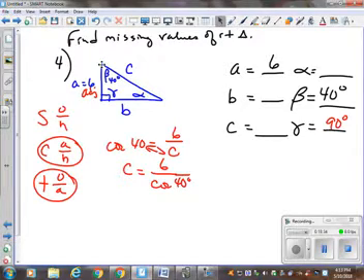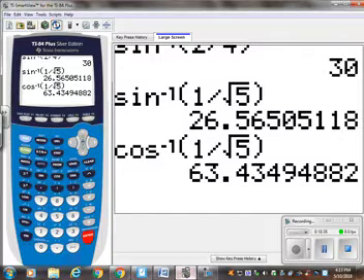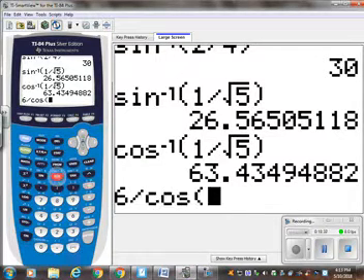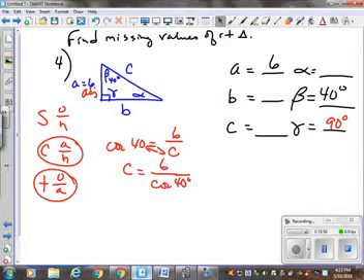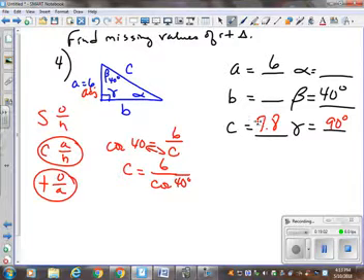So I go to my calculator and I type that in: 6 divided by cosine of 40. And that's why you want to turn degrees on. That way you don't have to get a degree mark every time. And that is 7.8. And that is a rounded off answer, unfortunately. 7.8.